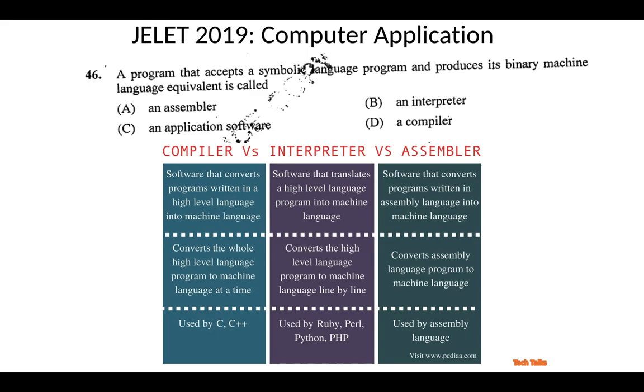Now let's go to the assembler, the last one. It is the software that converts a program written in assembly language, that is hex code and mnemonics, into machine language. So an assembly language program to machine code, that is binary, is converted by an assembler. We have .asm files, and there is only one assembly language, which is converted to binary by an assembler.